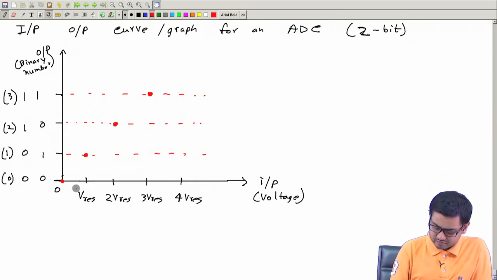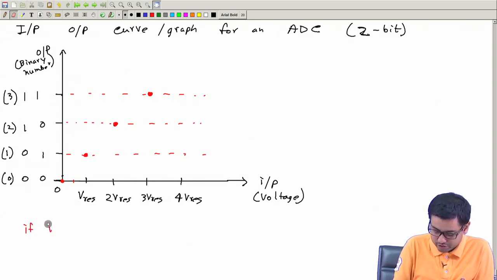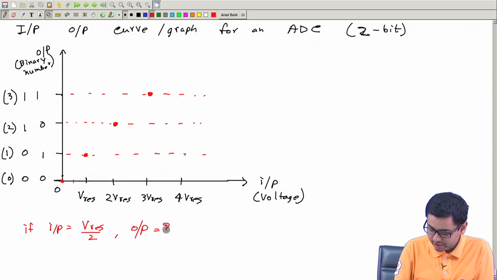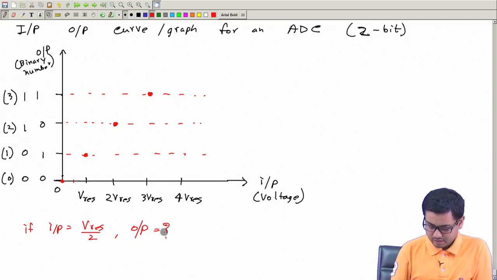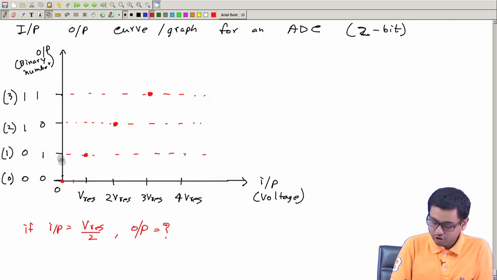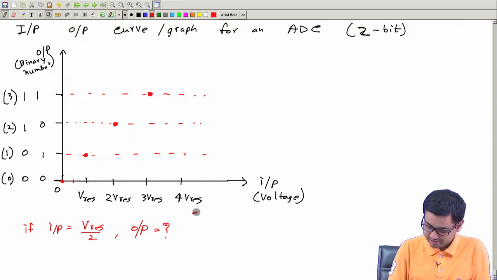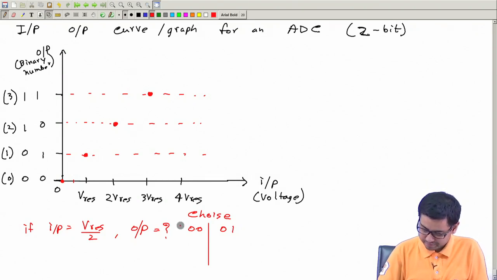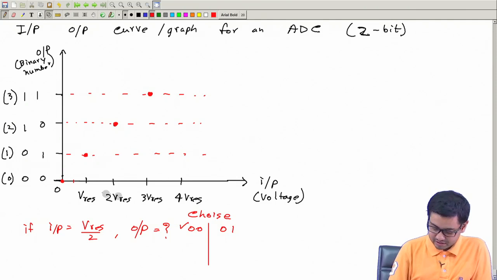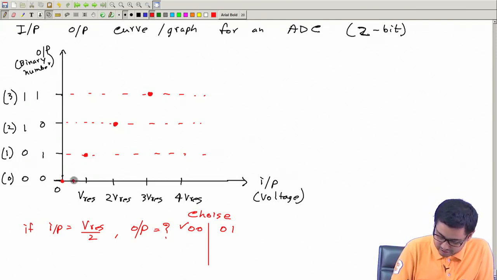Okay. But the input can take this value, say the input is half times V_res. If input equals V_res by 2, then output is equal to what? You cannot say the output is half, you have to say either it is 0 or 1. So, we have 2 choices. Choice number 1, I will say the output is 0. Choice number 2, I will say the output is this. Say if we choose this case, then that means here also the output will be 0.